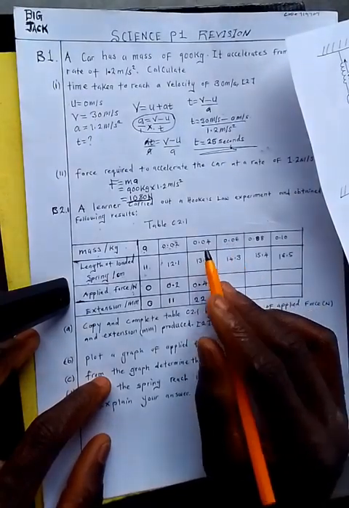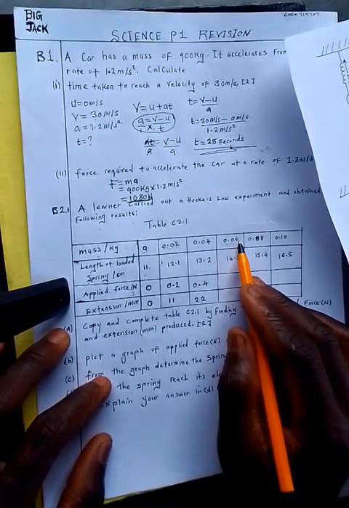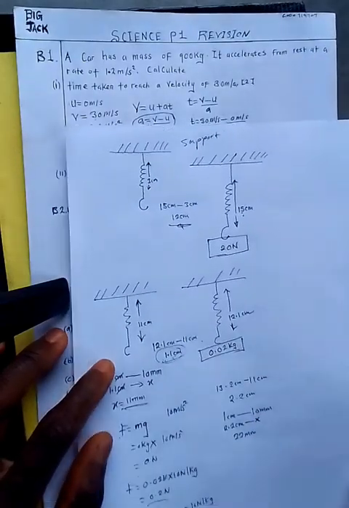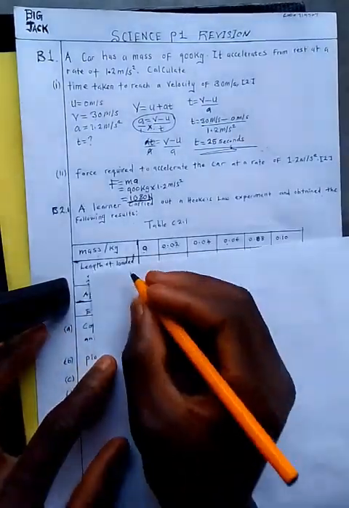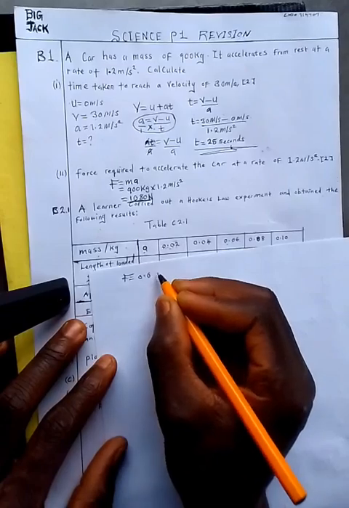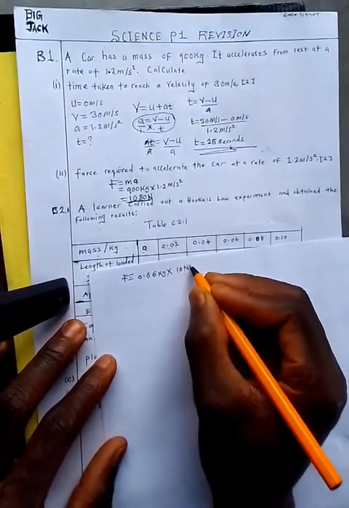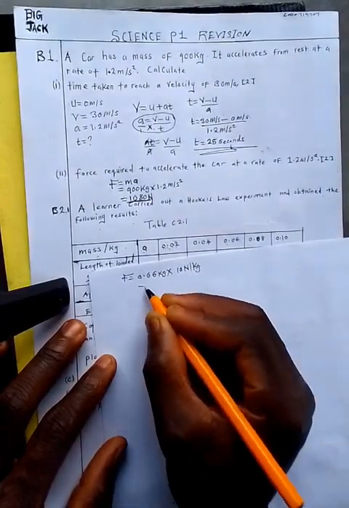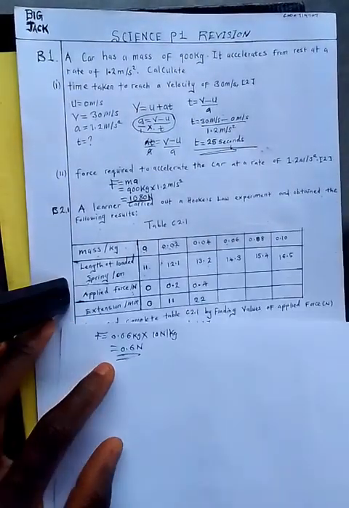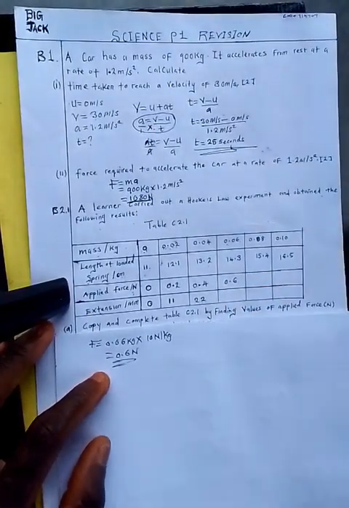Then let's come to this one. If we apply the mass of 0.06 on the spleen, what is going to be the applied force? So the applied force, we need to do the same thing, whereby we say force is going to be equal to the mass. In this case, it is 0.06 kgs multiplied by 10 newtons per kgs. Then the answer is going to be 0.6 newtons. So we have 0.6 newtons.